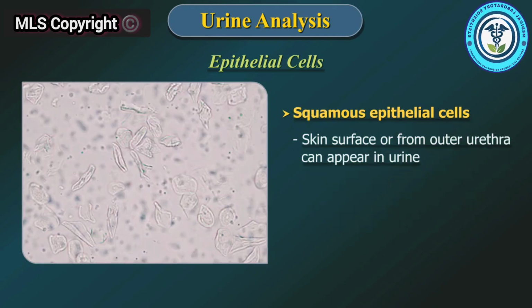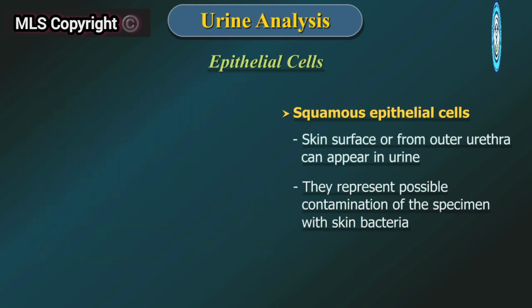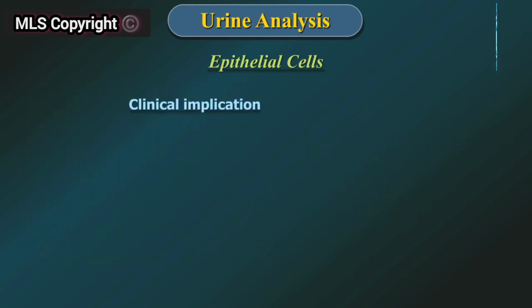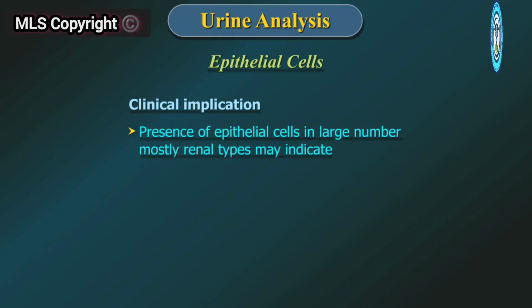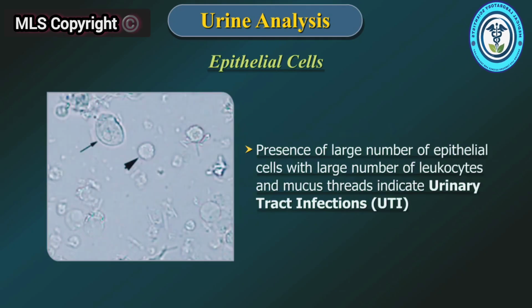And then the squamous epithelial cells from the skin surface or from the outer urethra can appear in urine. They represent possible contamination of the specimen with skin bacteria. Clinical implication: presence of epithelial cells in large number, mostly renal type, may be seen in acute tubular damage or acute glomerulonephritis. The presence of a large number of epithelial cells with a large number of leukocytes and mucus threads indicates urinary tract infection.